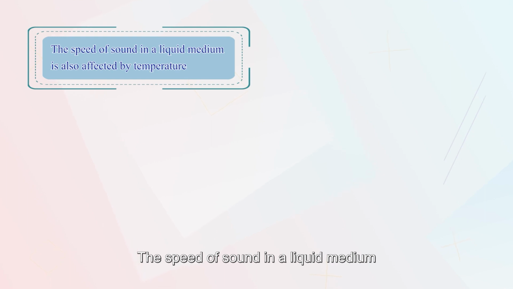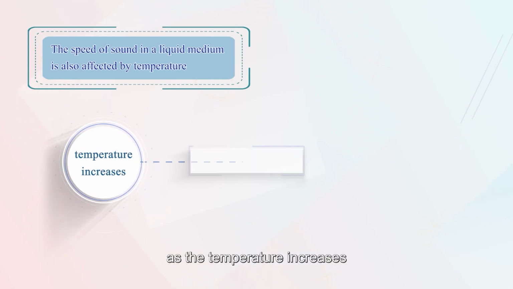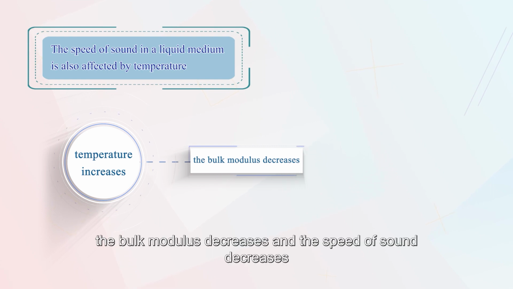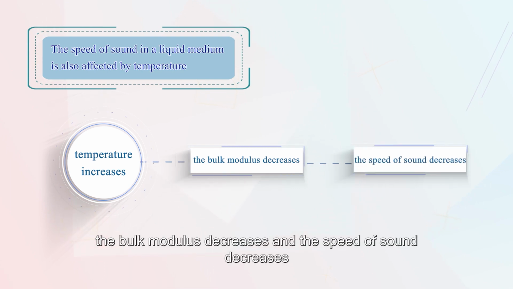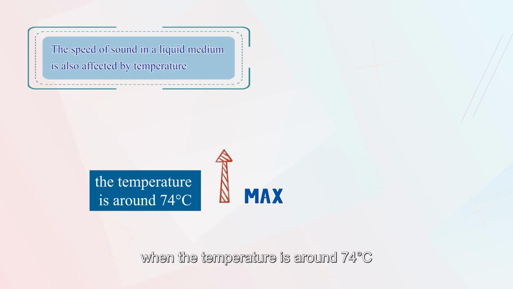The speed of sound in a liquid medium is also affected by temperature. For all liquids except water, as the temperature increases, the bulk modulus decreases and the speed of sound decreases. In water, the speed of sound reaches a maximum when the temperature is around 76 centigrade.